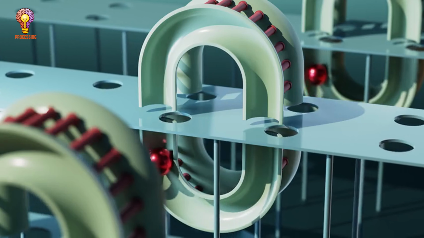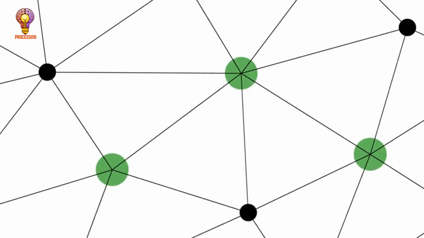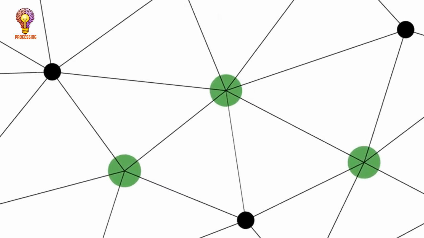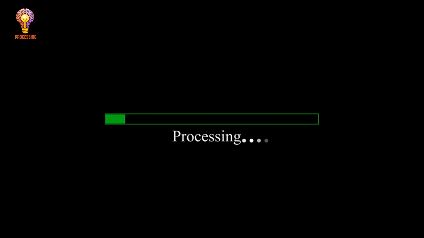This enables quantum computers to perform many calculations in parallel. Entanglement. When qubits are entangled, the state of one qubit is directly linked to another, even if they are separated by large distances. This allows for faster communication and processing of complex information.